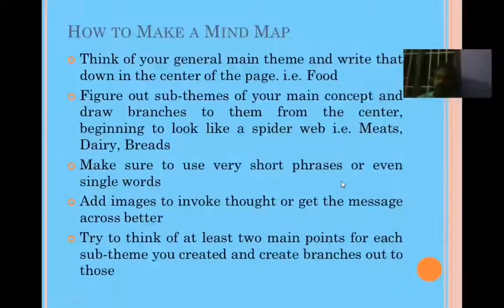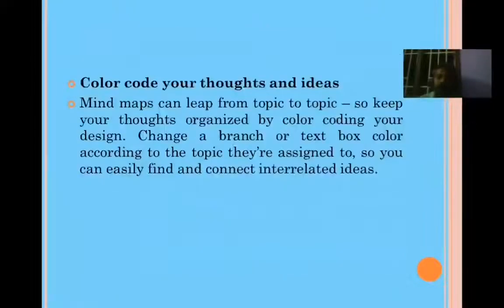And make use of very short phrases. Maybe try to use single words at most to express the concepts. And add images wherever you feel it is necessary. And see that every branch has at least 2 points, 2 sub branches. Every sub branch may have at least 2 twigs that you should plan. And you can have your color codes, whatever colors you want. All your ideas can be incorporated using various colors, mild colors, dark colors.